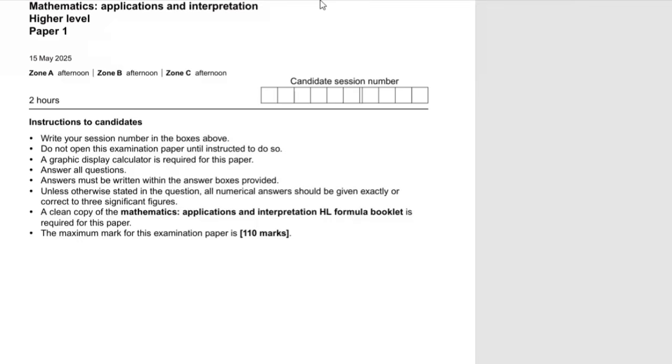Today we are solving the full IB Applications and Interpretation HL Paper 1 from May 2025, step by step, exactly like you should in the real exam. I'll show you the fastest methods, common mistakes to avoid, and the calculator techniques that can save you marks. If you're preparing for your finals or retake, this is a paper you should practice with me.